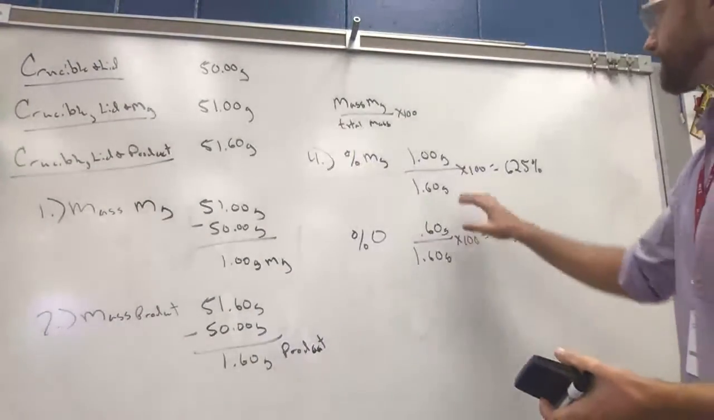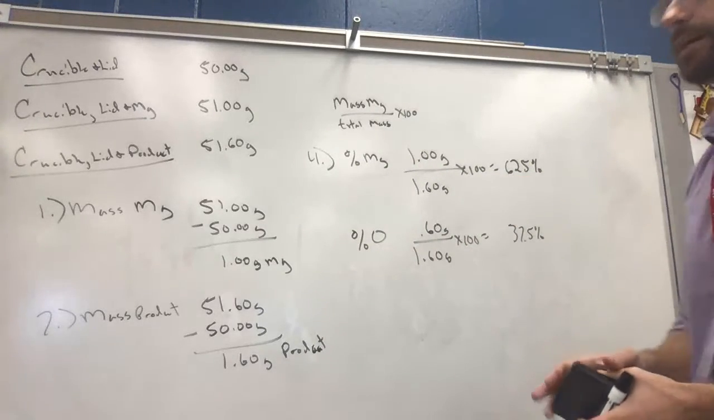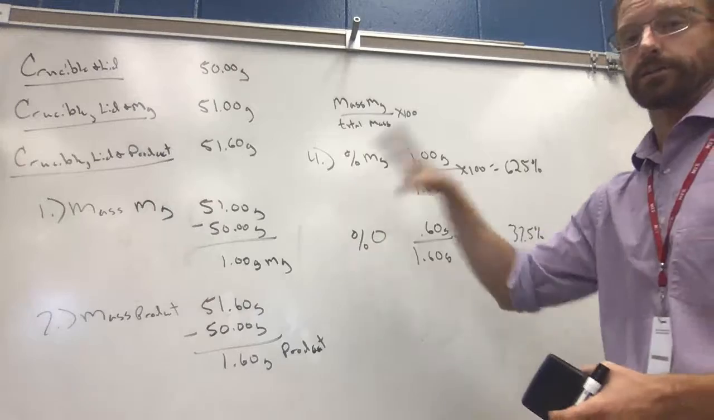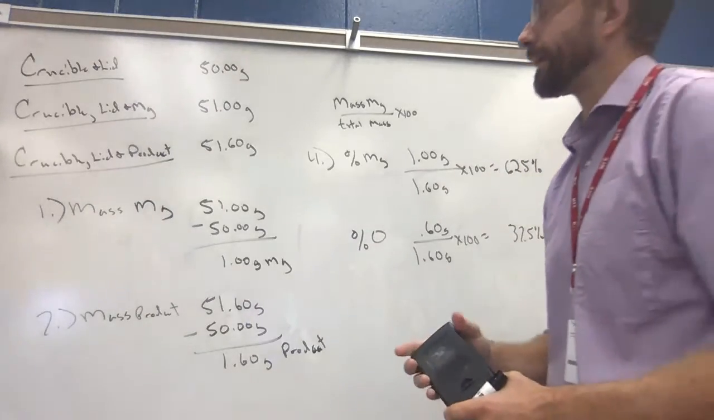So our percent on this is 62.5% magnesium, 37.5% oxygen. These are not good numbers. I just made them up. So don't think that this is what you're supposed to get or something like that.